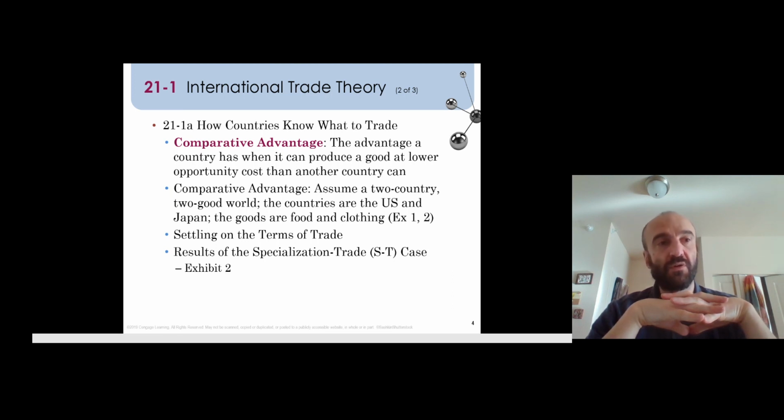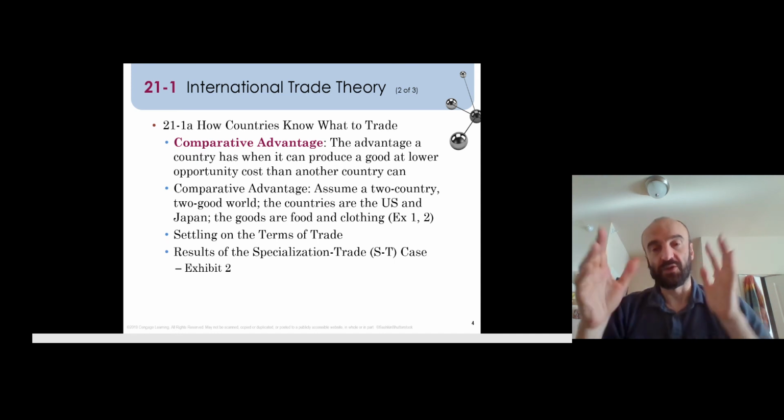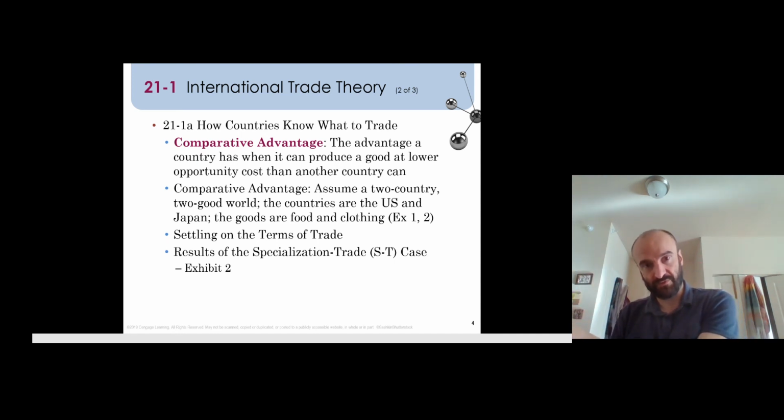So the country or a firm or an individual who has a comparative advantage in producing one thing should specialize in it, devote 100% of her time and resources to producing that thing, for example shoes or computers or wheat, and other people who have a comparative advantage in making other things should specialize in making those things. So comparative advantage determines who should specialize in what.